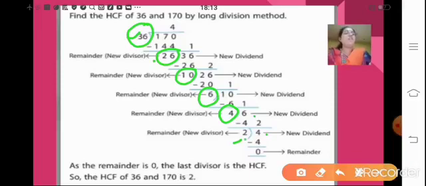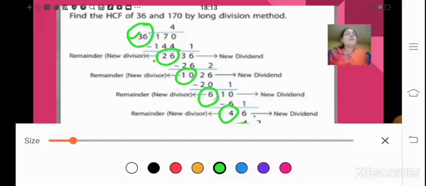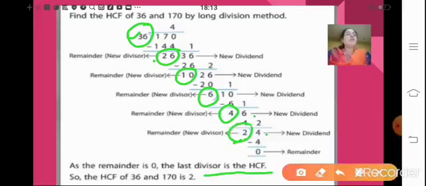So 2 2s are 4. Now what is your HCF? That is the last divisor. As the remainder is 0, the last divisor is your HCF. So which is your last divisor? The number by which we divide, that is the number 2. So HCF of 36 and 170 is the number 2. So the last divisor is your HCF in the long division method.